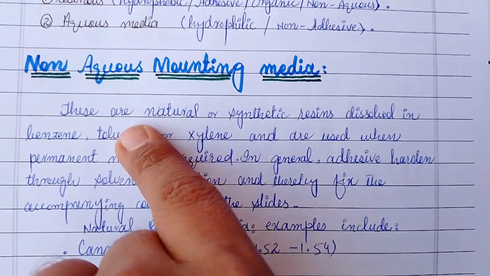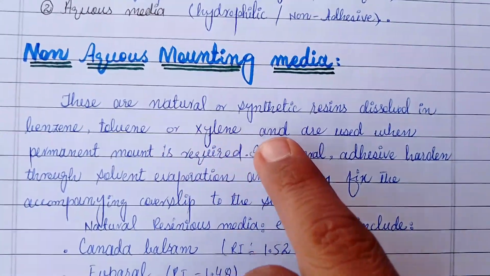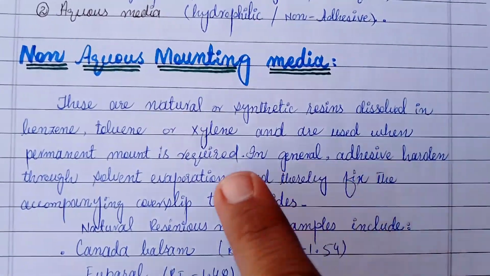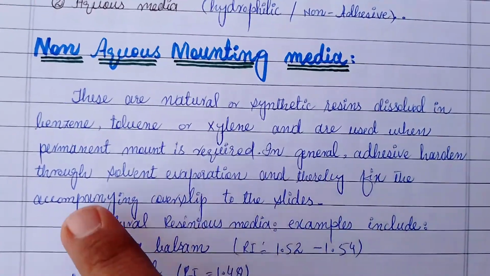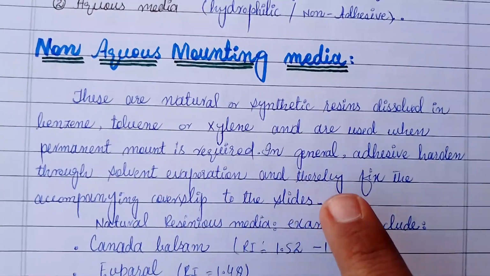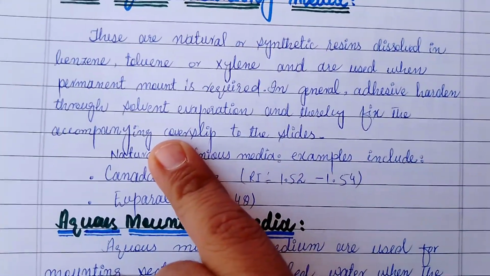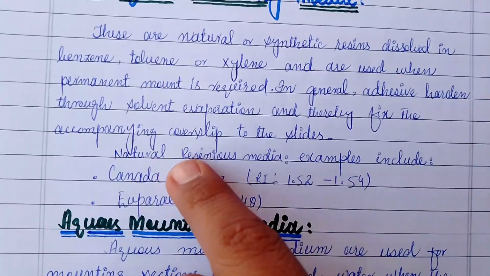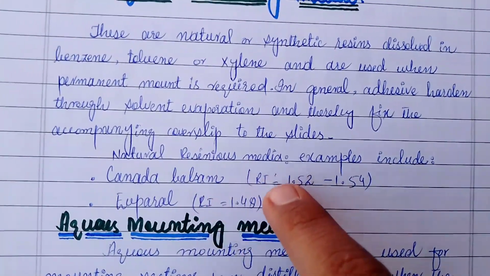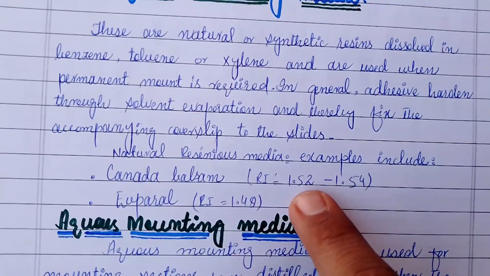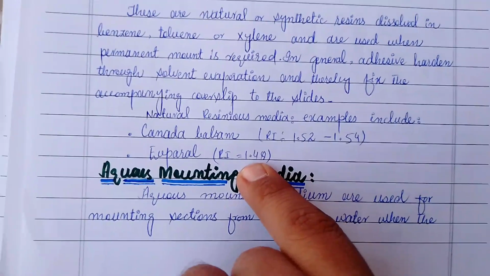Non-aqueous mounting media. These are natural or synthetic resins dissolved in benzene, toluene or xylene and are used when a permanent mount is required. In general, the adhesive hardens through solvent evaporation and thereby fixes the cover slip to the slide. Natural resinous media examples include Canada balsam, refractive index 1.52 to 1.54, and Euparal, refractive index 1.48.